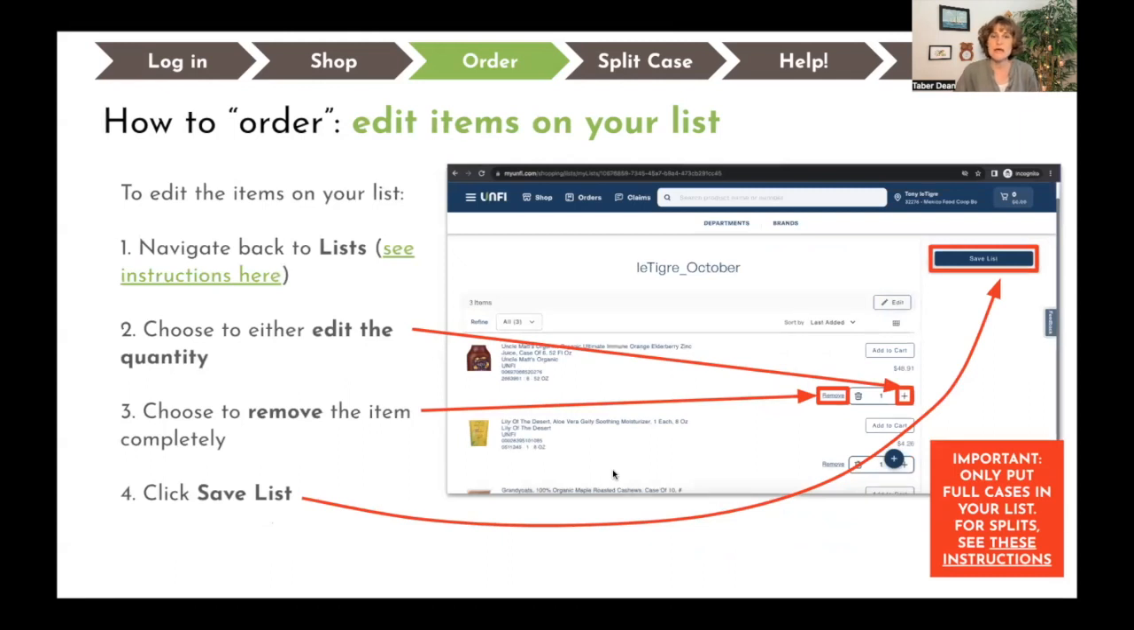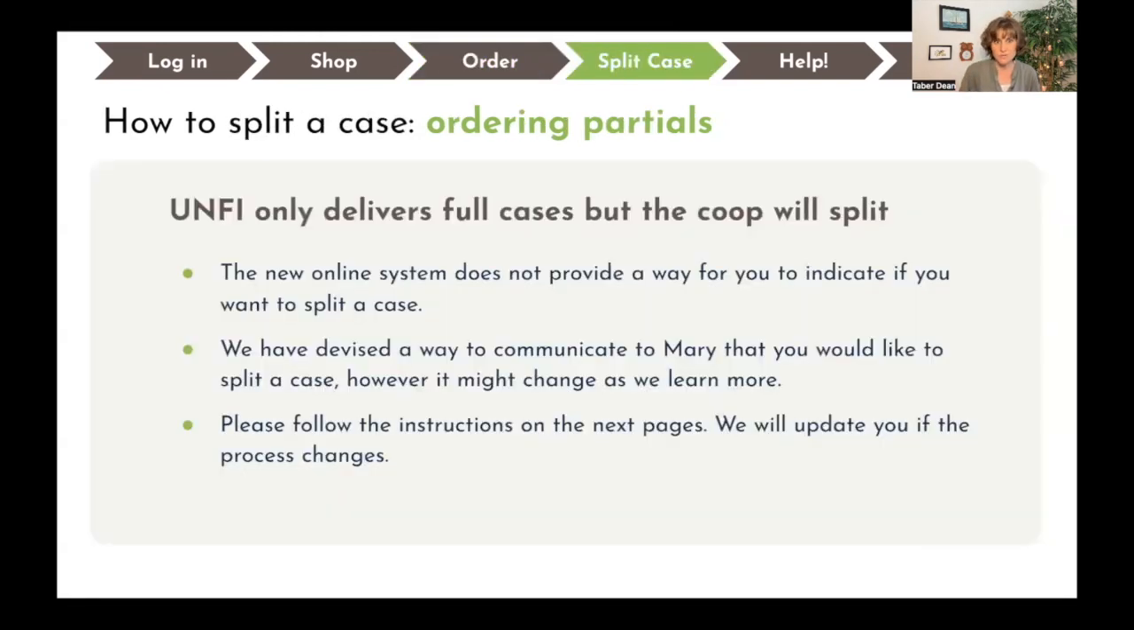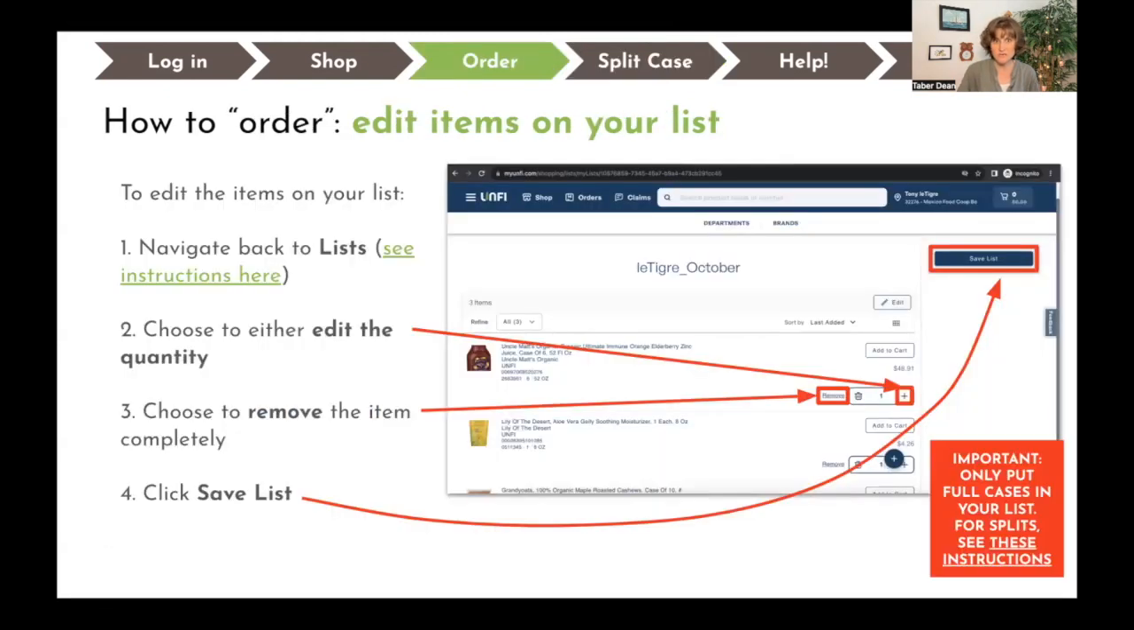So if you need to edit items on your list, again, you're going to go back to your lists and then change whatever it needs to. You can remove things, you can increase the quantity, but then just make sure that you click Save List. If you don't click Save List, any of the changes that you'll make won't actually take effect. And I'm going to say this one more time. The items that are on the list with your last name must be full cases only. If you want to split a case, so you're only going to take 3 of the 12 items, there's separate instructions for that, and we're going to cover that next. Okay, so that's for the next video. We're going to stop right here.